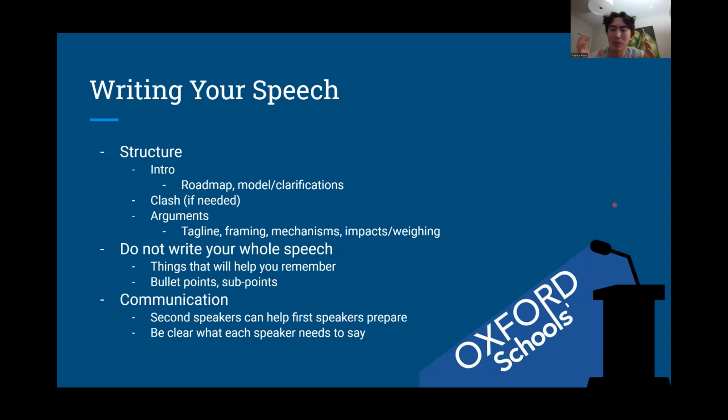Make sure that each speaker understands what's going to be said. So make sure you know what arguments your partner is going to run, things like that. But also, if you're running out of time in prep time, you can ask your partner to help you prep. So a first speaker can say, hey, can you write the impact of this case? I'm running out of time. And then your partner can help you with that.